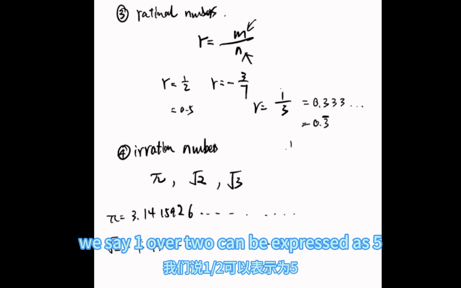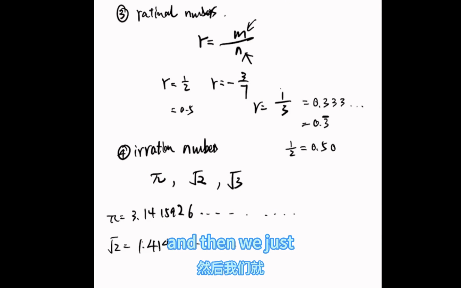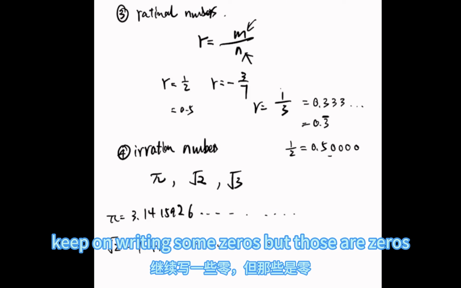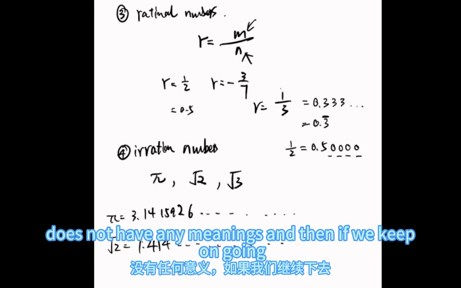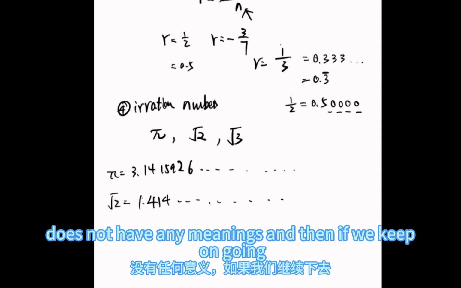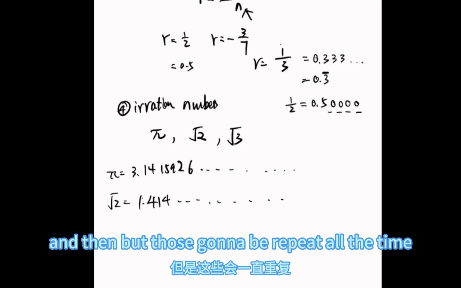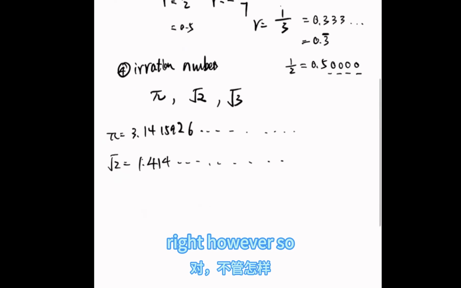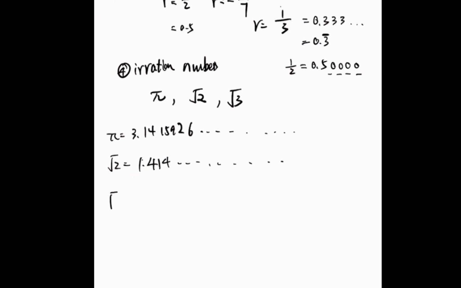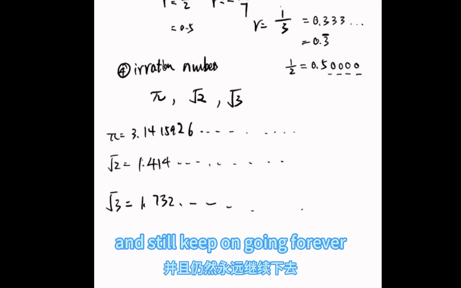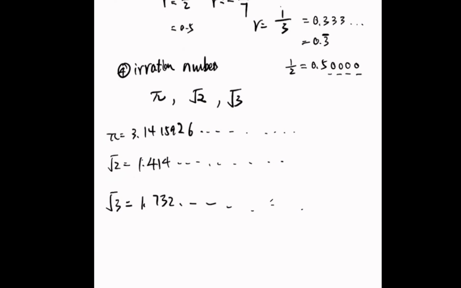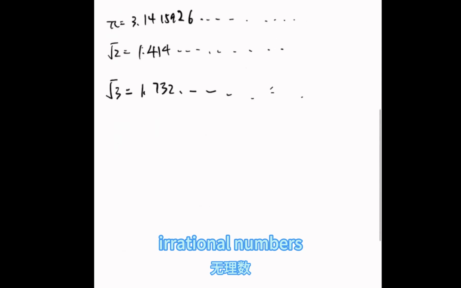We say 1 over 2 can be expressed as 0.5, and then we just keep on writing zeros, but those zeros do not have any meaning, and they repeat all the time. However, those other numbers are not going to be repeatable, and they keep on going forever. So they are called irrational numbers.